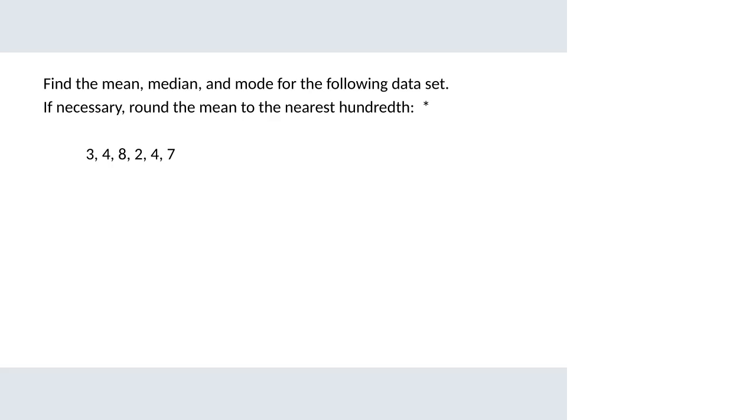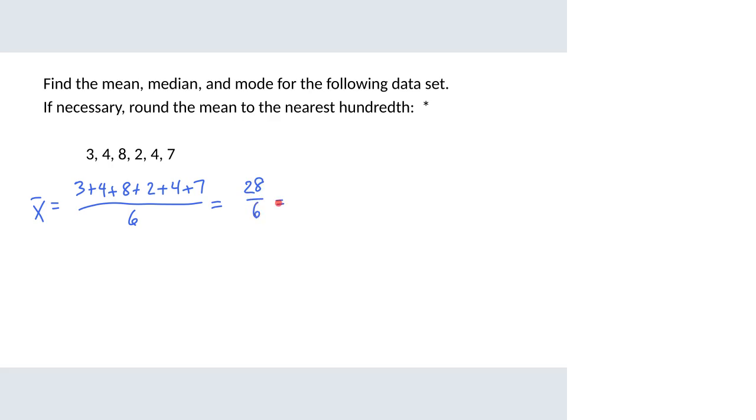The first thing we are going to do is find the mean for this data set. And so we're going to add them up. That'll be 3 plus 4 plus 8 plus 2 plus 4 plus 7 over however many data points there are. 1, 2, 3, 4, 5, 6. And let's see, 3 plus 4 plus 8 plus 2 plus 4 plus 7 is 28 over 6.